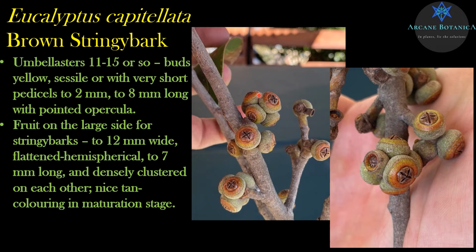When you've got these fused clusters, or fused fruit in a cluster is what I should say, that's when you know you've got a stringybark. If you remember back to the mahogany fruit, they were separate. They weren't touching each other at all. They're totally separated. And we could go through many eucalypts where the fruits are separated. But these guys, they like to sit on top of each other. 12 millimeters wide, flattened hemispherical, 7 millimeters long, densely clustered, nice tan color in maturation stage.